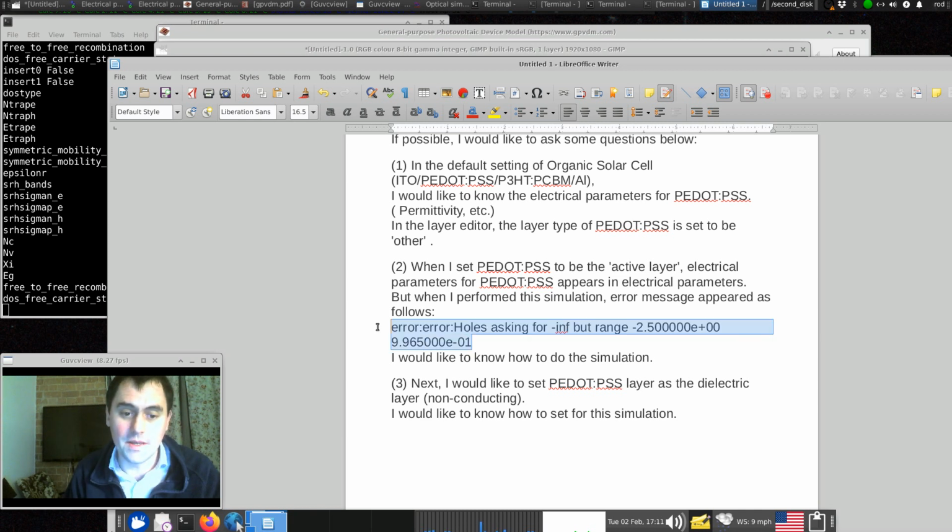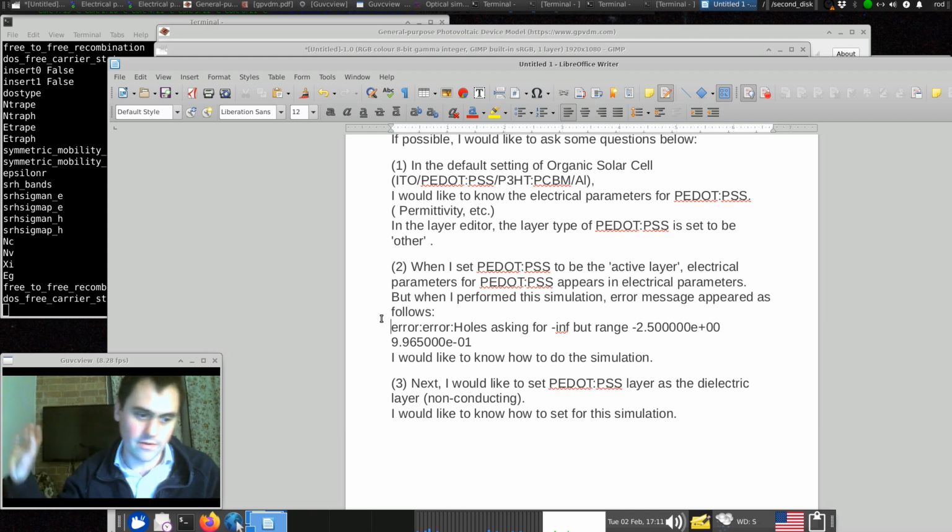So if you get errors like this, it means you're probably asking it to do something that wouldn't work in reality, like calculating the current flow over a massive heterojunction. You'd probably just have zero as the answer.